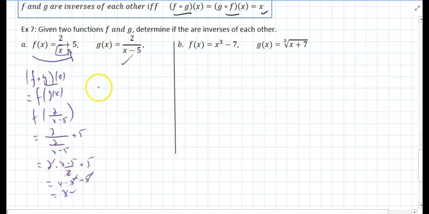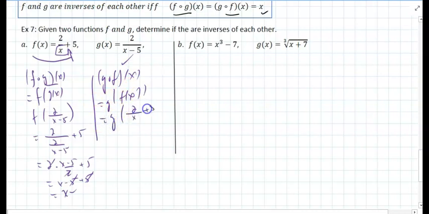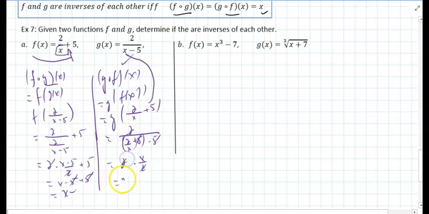There it is. And to go the other way around, g composite f of x, that is g of f of x, is 2 over x plus 5. Take this now and put it in for that x. That is 2 over x plus 5 minus 5. The 5's cancel out. That's 2. Instead of dividing by a fraction, I could multiply by the reciprocal and I'll get an x.